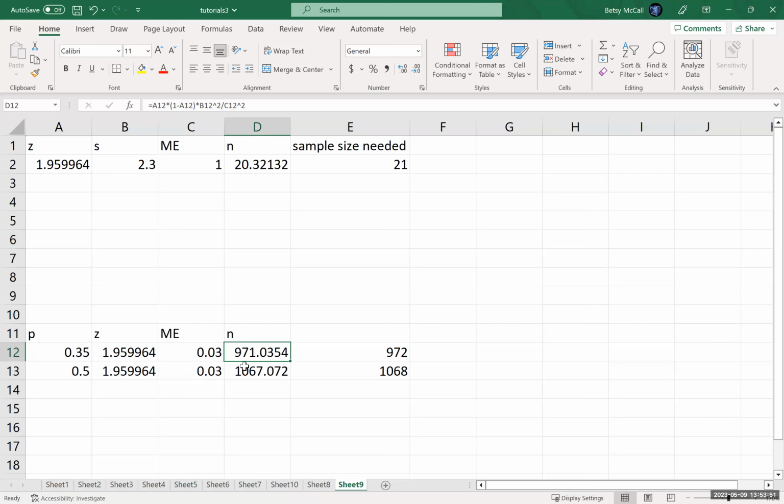The easiest way to tell these apart is you need a standard deviation for the means question. If you have no standard deviation, it's asking about a proportion.